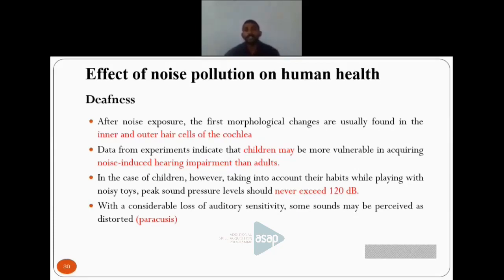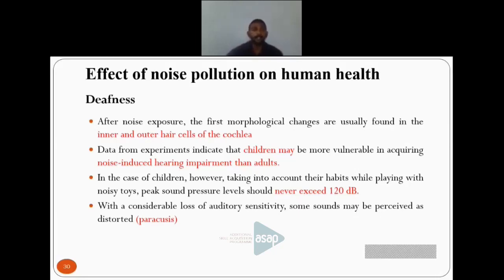Next is auditory sensitivity. We have already seen that sound reaches the auditory nerves, then reaches the brain, and the brain accepts it as sound. If the auditory sensitivity is damaged, the sounds coming to our ear will be distorted. That is a disease called paracusis. We receive distorted sounds and may not be clear what sound is coming.